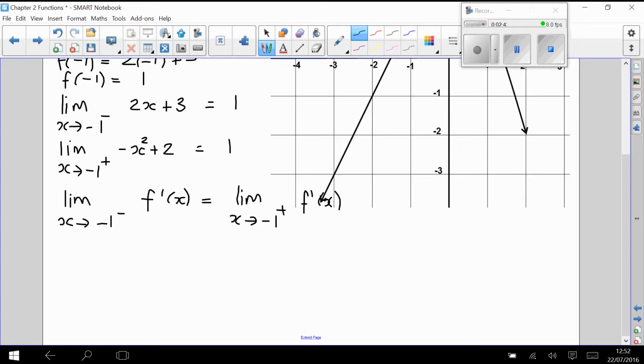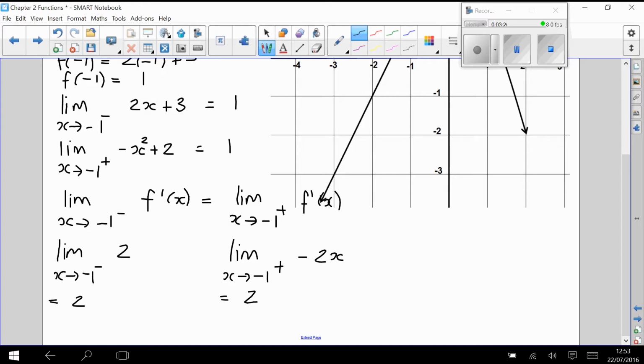In other words, if I take a look at it from the left, then I'm going to find the limit as x tends to minus 1 of the derivative of 2x plus 3, and that is going to be 2. Well, there's no x for me to substitute into over there, so the answer is going to be 2. If I do the limit as x tends towards minus 1, but from the right, I have to substitute into minus x squared plus 2's derivative, which gives me minus 2x. Now, if I put in minus 1 in the place of x over here, I'm also going to get an answer of 2.